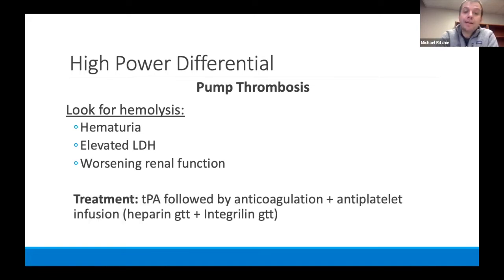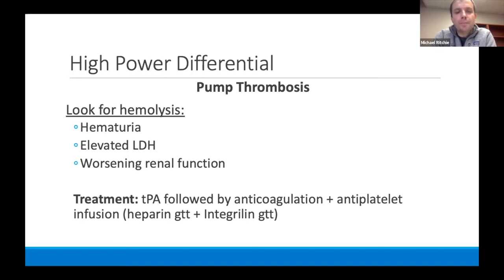The treatment is going to be TPA. You just thrombolyse them and hope that it will allow the pump to start working again. And then after you give the TPA, you actually follow it with both anticoagulation as well as antiplatelet infusions. So we typically will use a heparin drip plus an integrilin drip and keep that on until we see the powers return to normal and see improvement in renal function, improvement in flows and all that.